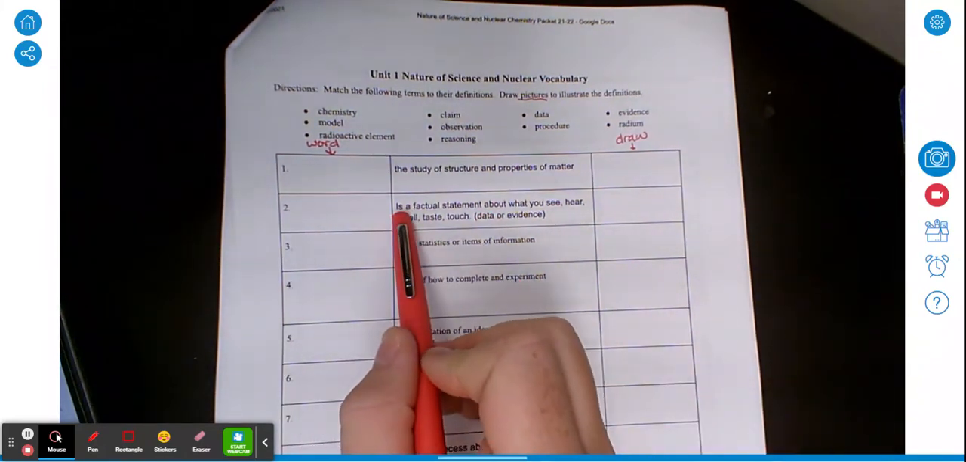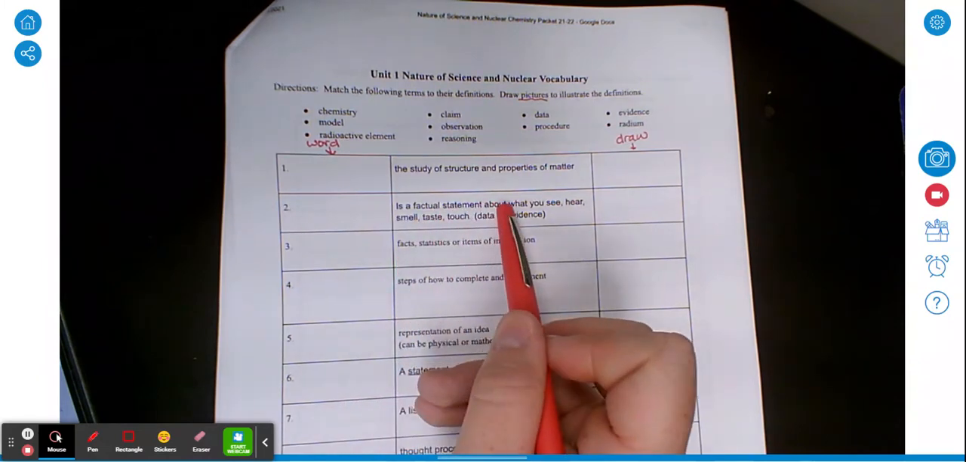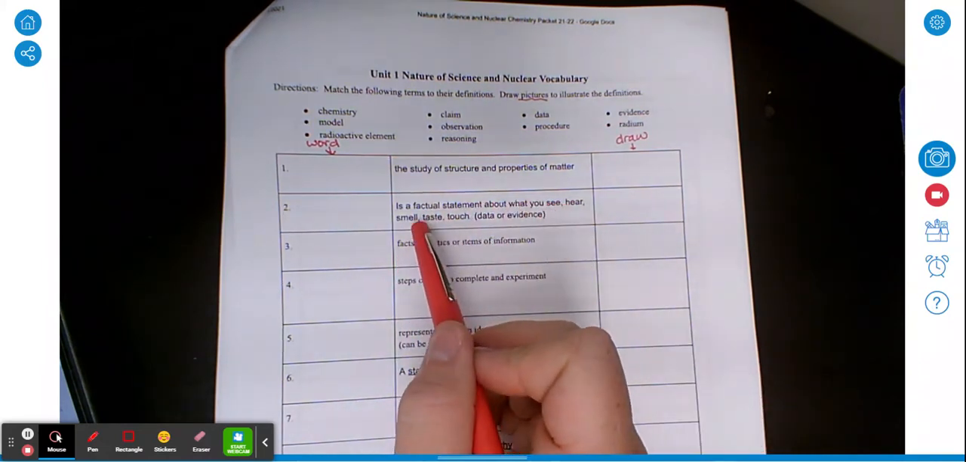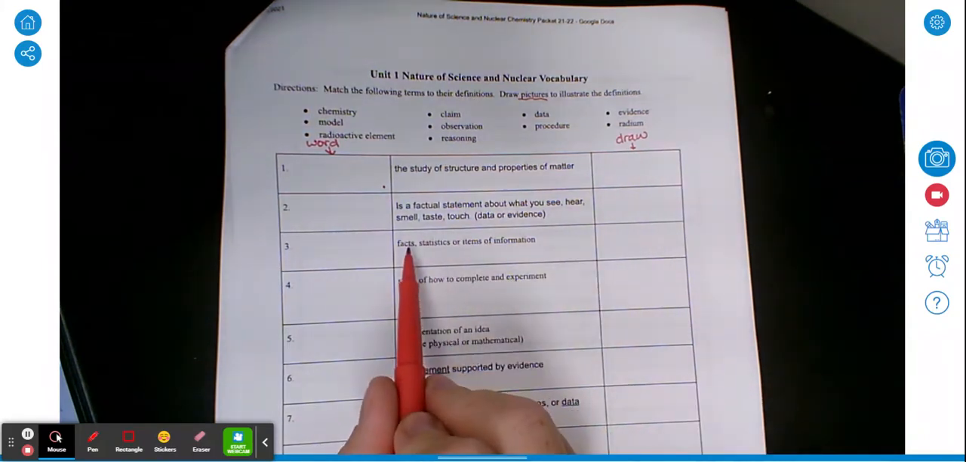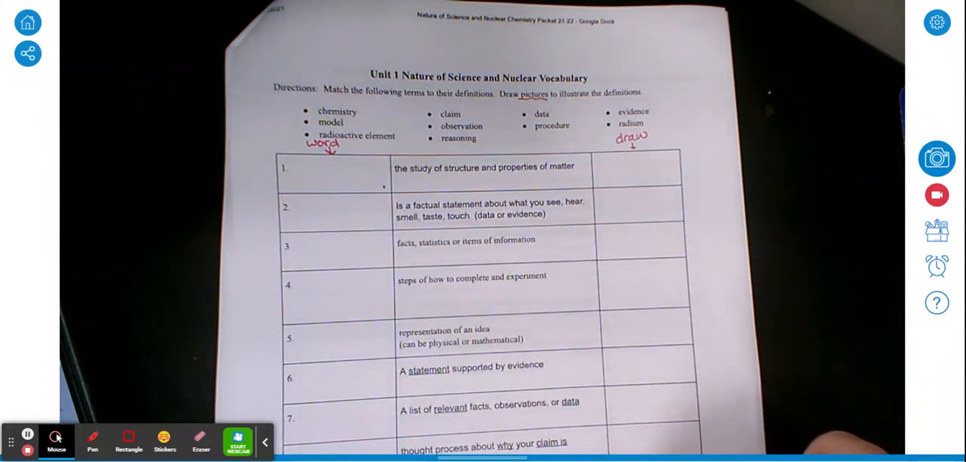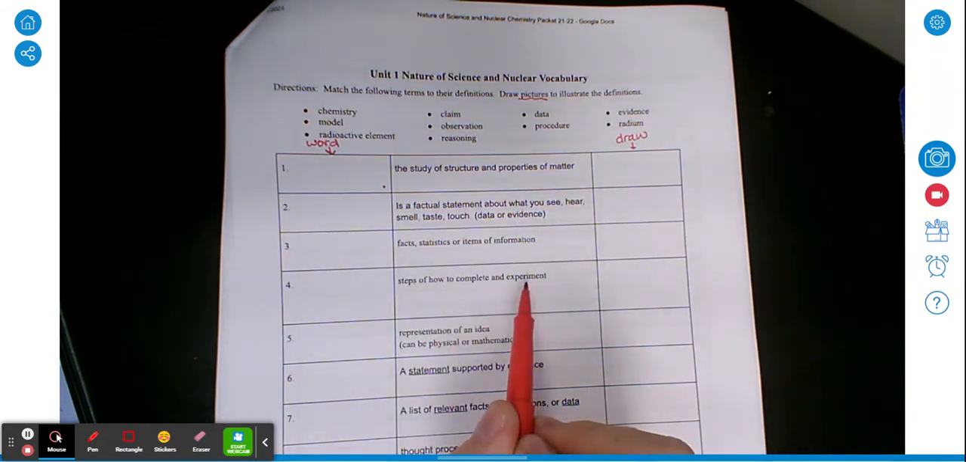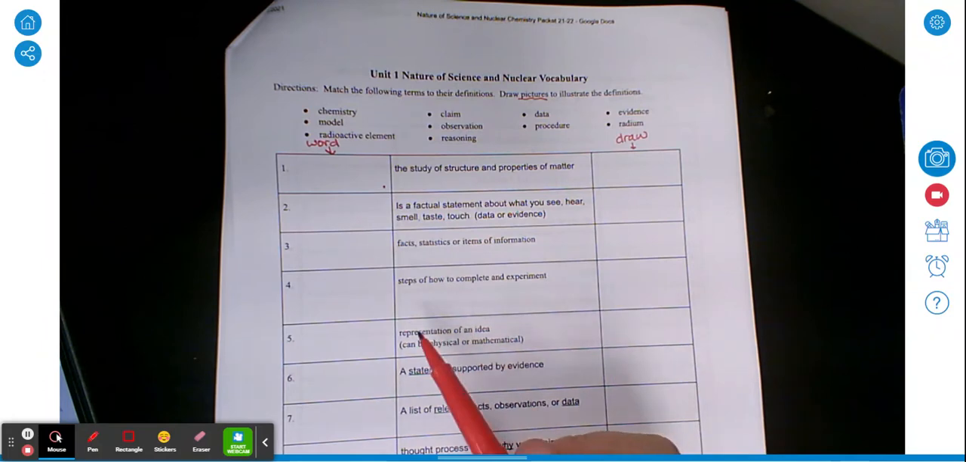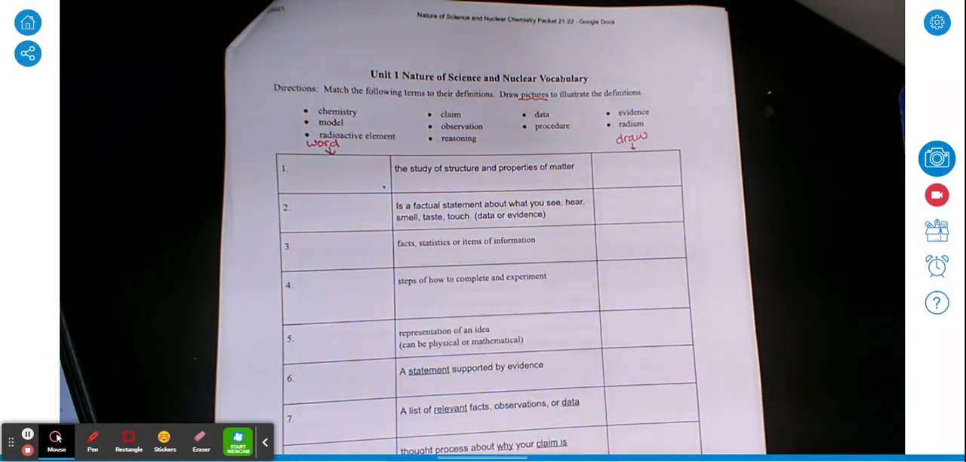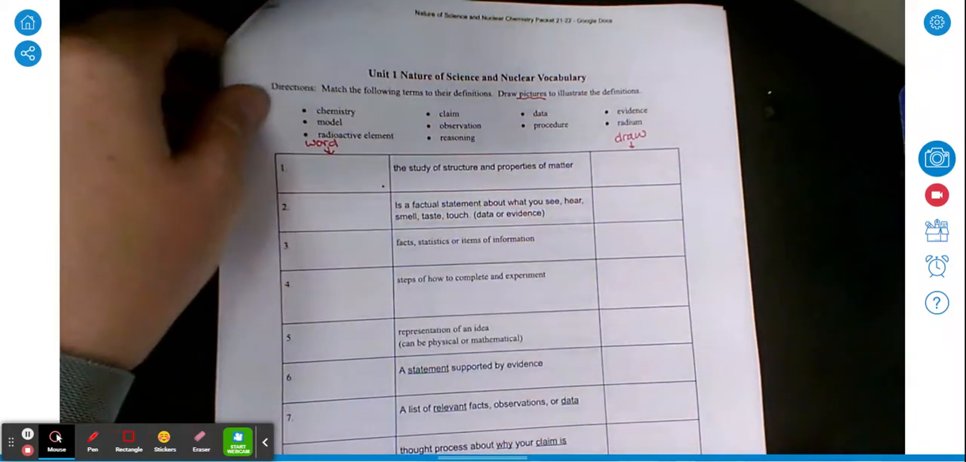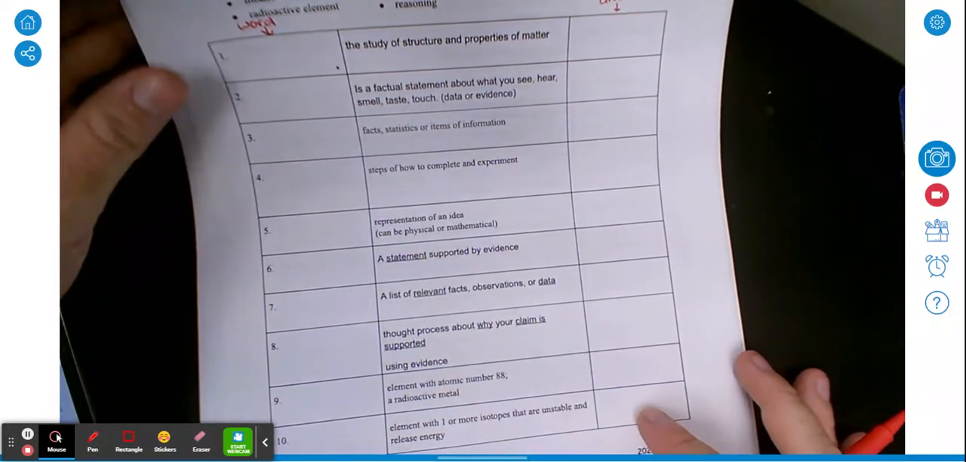So going down, chemistry is a factual statement about what you see, hear, taste, smell, and touch. Didn't really hear any of those keywords in my definition. I'm going to put a little dot there since that's a hard maybe. Facts, statistics, or items of information. None of my keywords. Steps of how to complete an experiment. Not really steps. Representation of an idea. Not really.